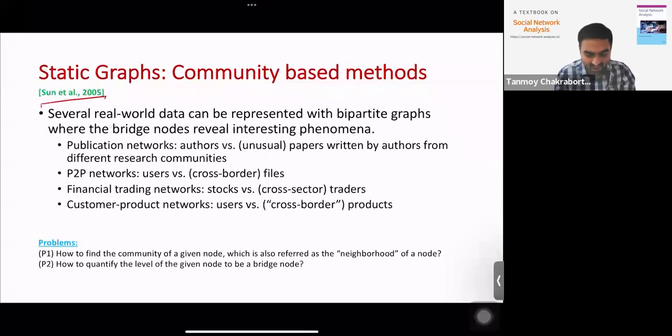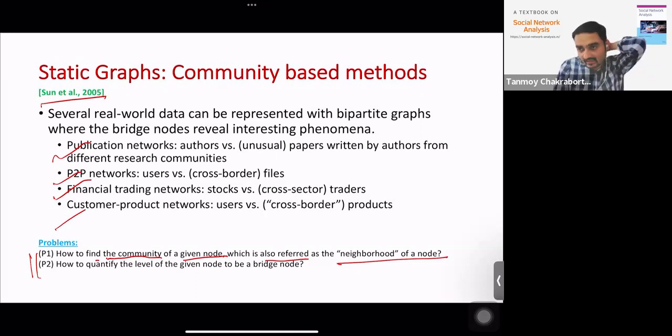In this paper, Sun et al., they mostly relied on bipartite networks. So they used a publication network, author versus paper, or a peer-to-peer (P2P) network, or some financial trading network, customer-product network, and so on. Here the problem is how to find a community of a given node, which is also referred to as the neighborhood of a node. Now, there is a little difference between the community they are referring to here and the community that we discussed in the previous chapter.